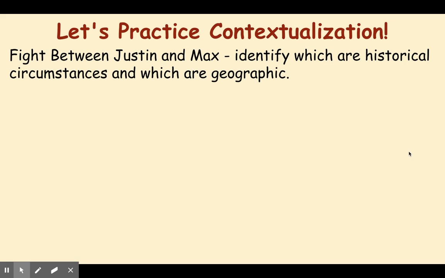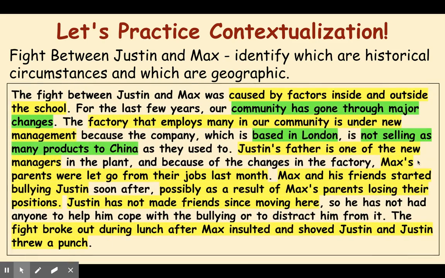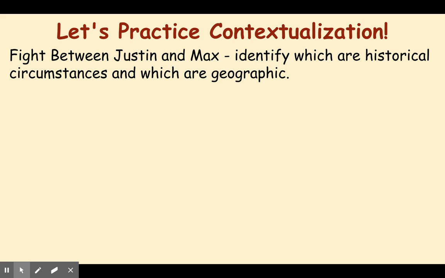All right. We are going to look now at the fight between Justin and Max, and we're going to identify which of the events are historical circumstances or context and which are geographic. Actually, I want you to do this. I want you to go to the bottom of page 19, and I want you to read the passage at the bottom.